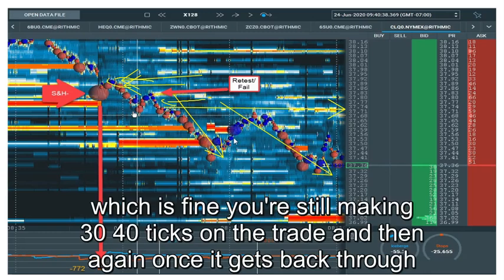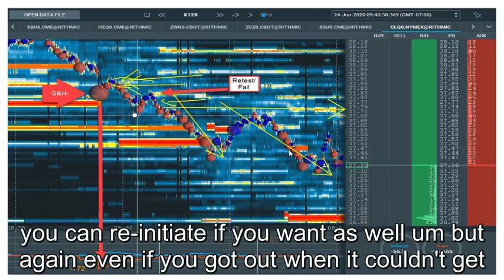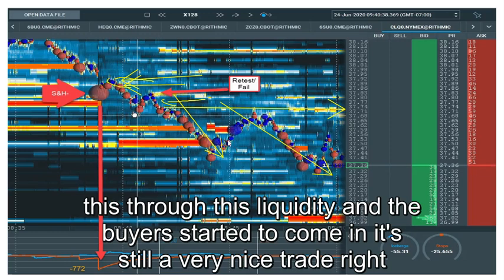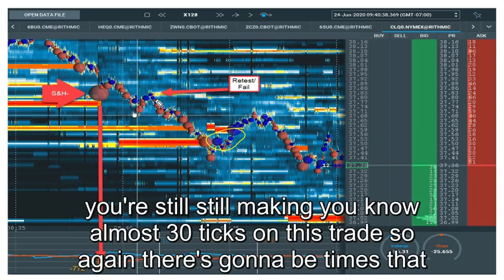You're still making 30, 40 ticks on the trade, and then again, once it gets back through, you can reinitiate if you want as well. But again, even if you got out when it couldn't get through this liquidity and the buyers started to come in, it's still a very nice trade, right? You're still making almost 30 ticks on this trade.